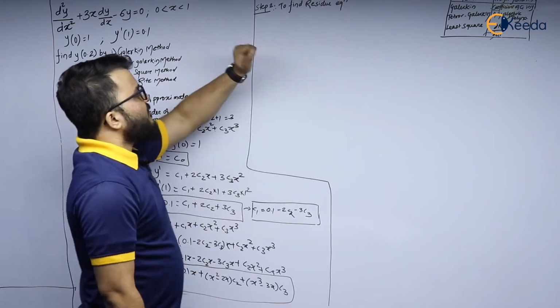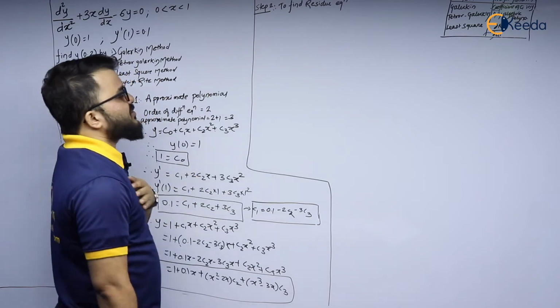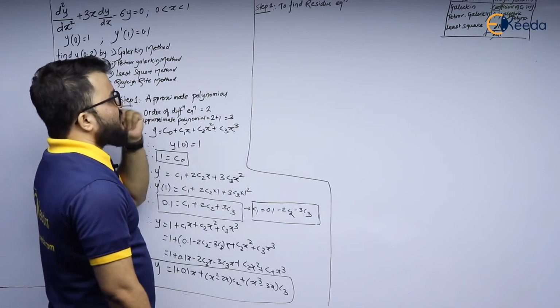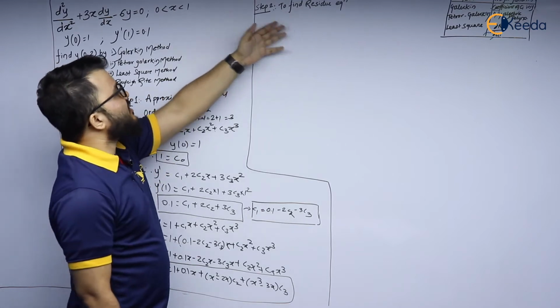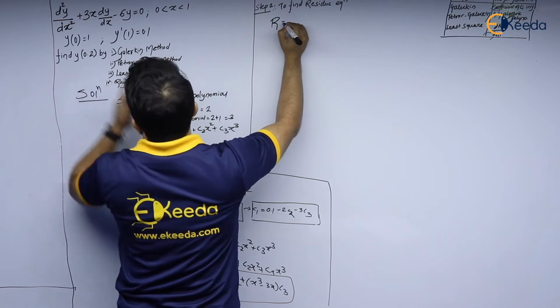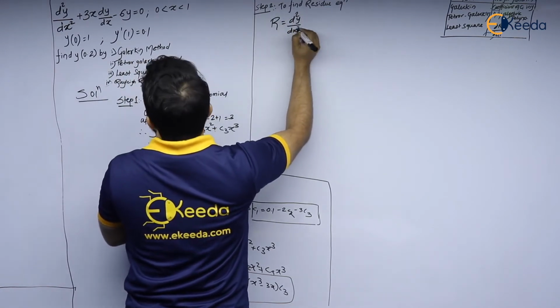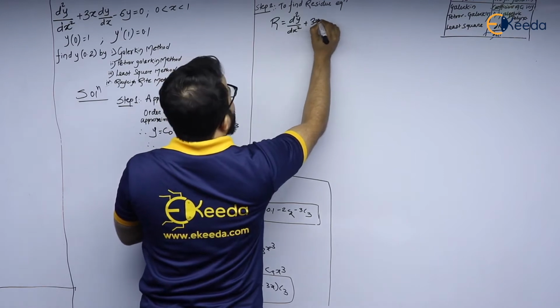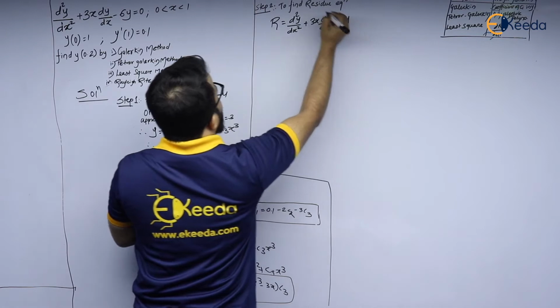So step number 2, you have to find the residue equation. So what is the residue equation? In the last sum, we saw how we can find it. Our residue equation is nothing but our differential equation. So I will put R as our differential equation, which is d square y upon dx square plus 3x dy by dx minus 6y.